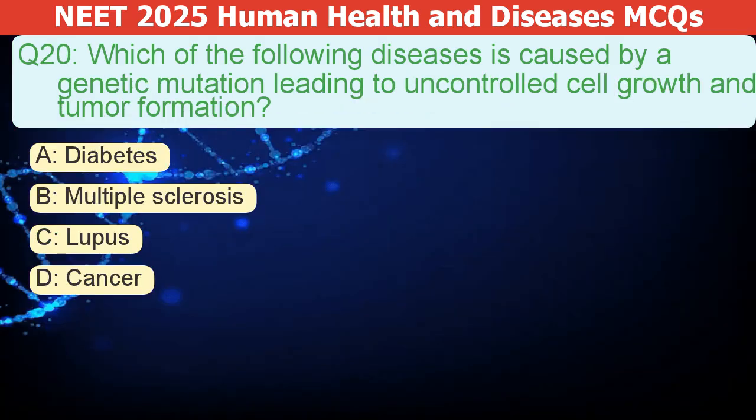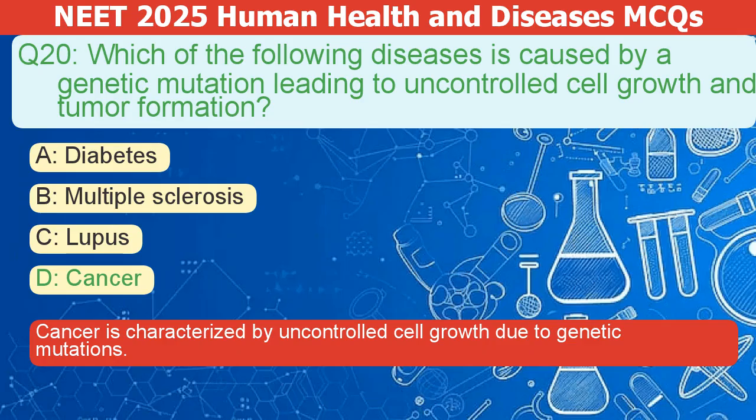Which of the following diseases is caused by a genetic mutation leading to uncontrolled cell growth and tumor formation? A. Diabetes. B. Multiple sclerosis. C. Lupus. D. Cancer. The correct answer is D. Cancer is characterized by uncontrolled cell growth due to genetic mutations.